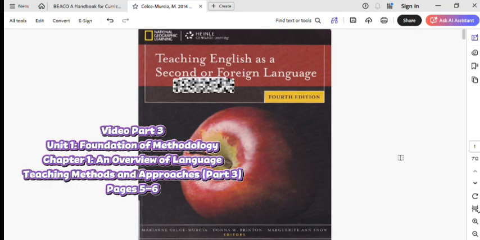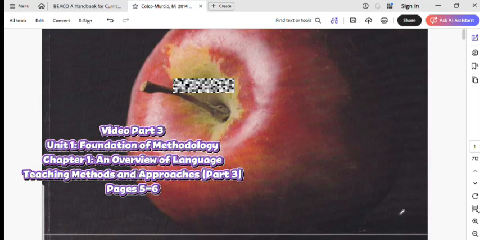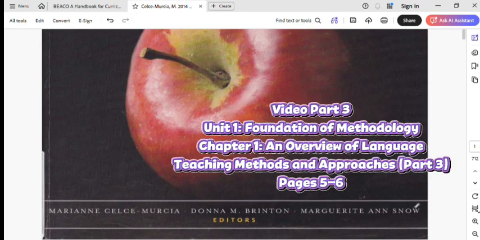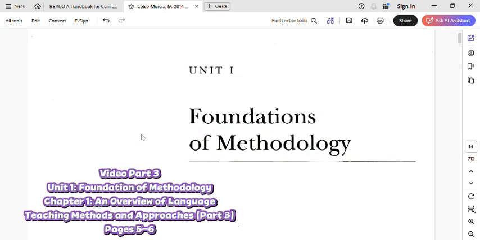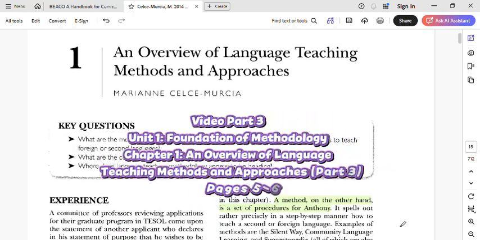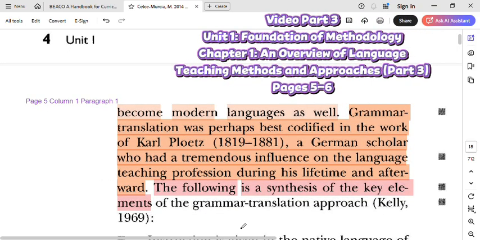In the morning, I will continue my reading of a book entitled Teaching English as a Second or Foreign Language, 4th edition. Authors Marianne Celce-Murcia, Donna M. Brinton, Marguerite N. Snow. Published by National Geographic Learning, a part of Cengage Learning, Boston, 2014. Unit 1, Foundation of Methodology. Chapter 1, An Overview of Language Teaching Methods and Approaches. Marianne Celce-Murcia. Now, I shall be reading the continuation of Grammar Translation Approach.